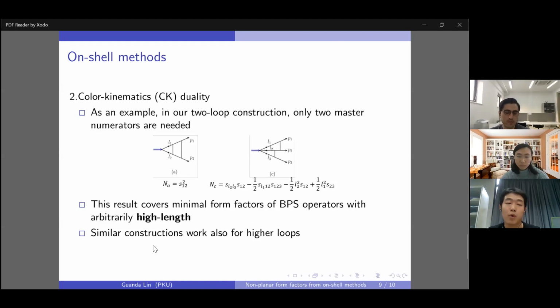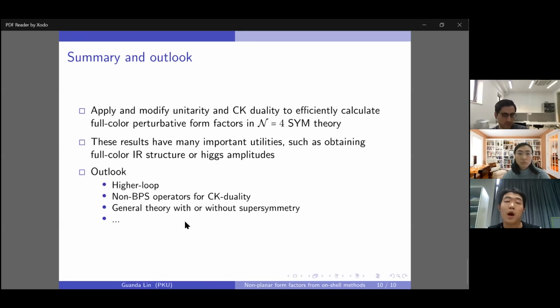It's also worth mentioning that similar constructions also work for higher loops, which will be our concentration in future work. So in summary, we apply and modify the unitarity and CK duality to efficiently calculate the full color form factors. And these results can be used to obtain the full color Sudakov structure or some Higgs amplitudes.